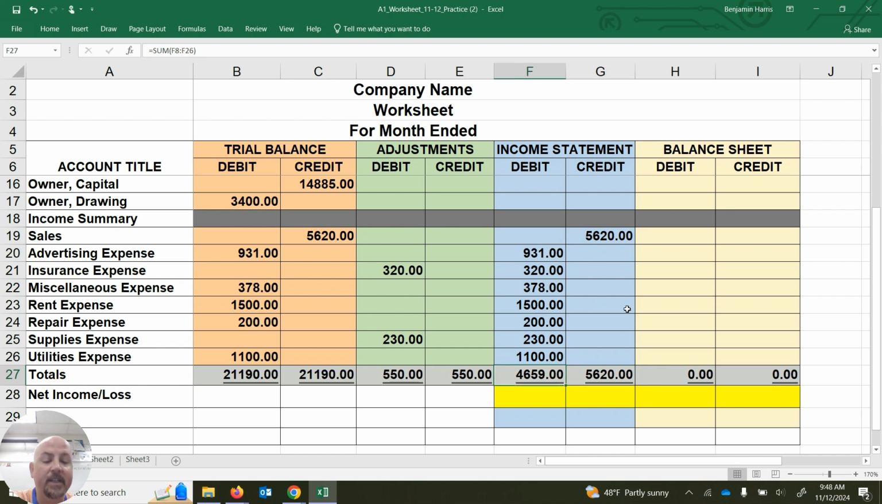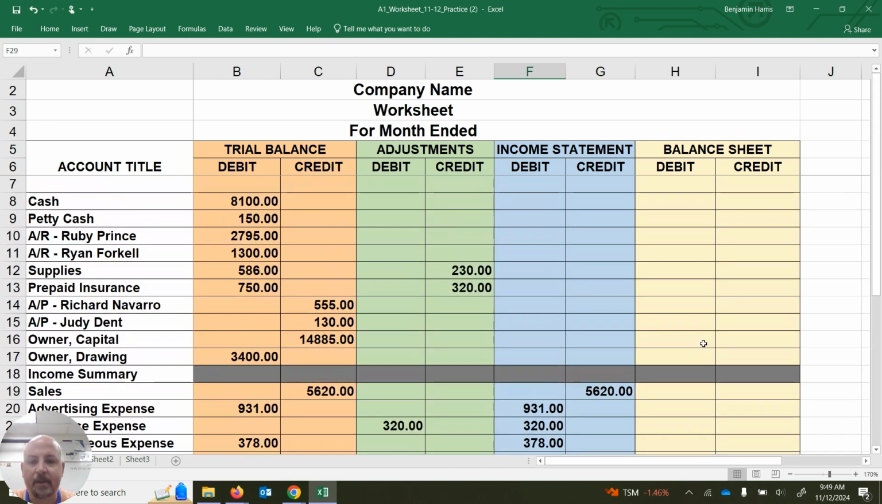And to complete this part, we're going to take the bigger number minus the smaller number and put that answer under the smaller number. So it's going to look like this. We're going to go 5,620 minus 4,659, and I got 961. That's going to be a $961 net income. When we consider all the money we brought in, take out all the money that was paid out, this is our net income.